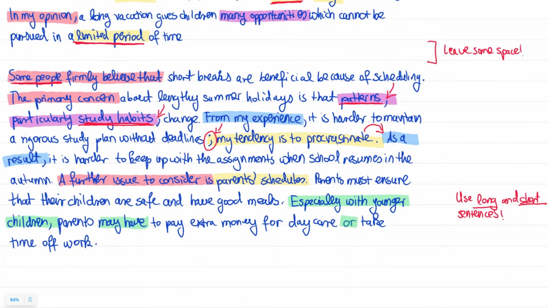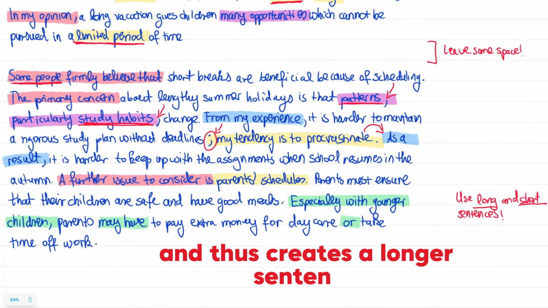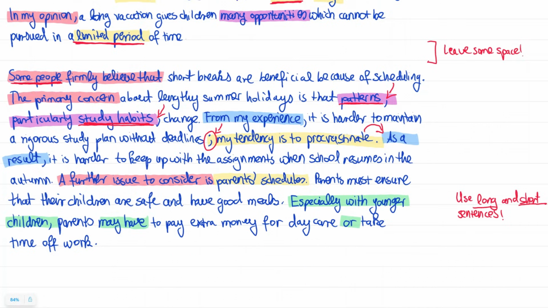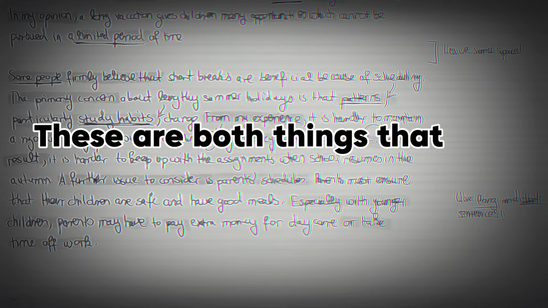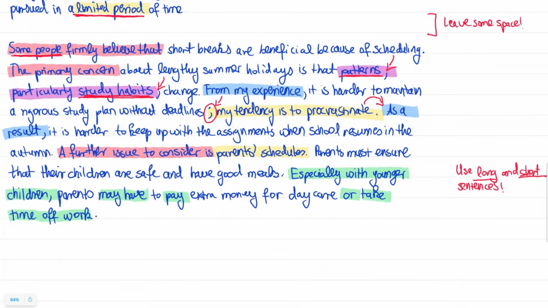Finally, I used or. It's a short word, but it's powerful because it connects two ideas that are the same grammatical structure and thus creates a longer sentence. When you use or, check to make sure the grammar is really the same. Pay extra money for daycare is a verb phrase starting with pay, and take time off work is a verb phrase starting with take. These are both things that the parents may have to do. The sentence is parallel, so it's correct.